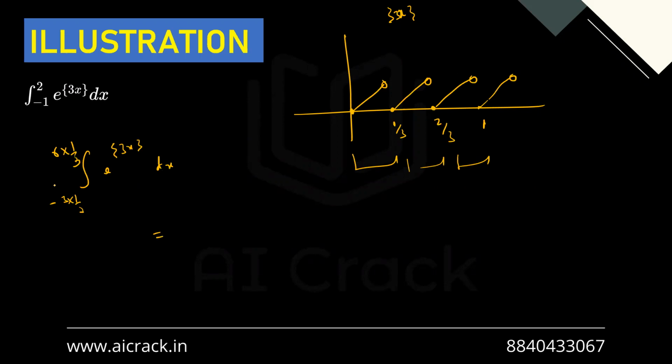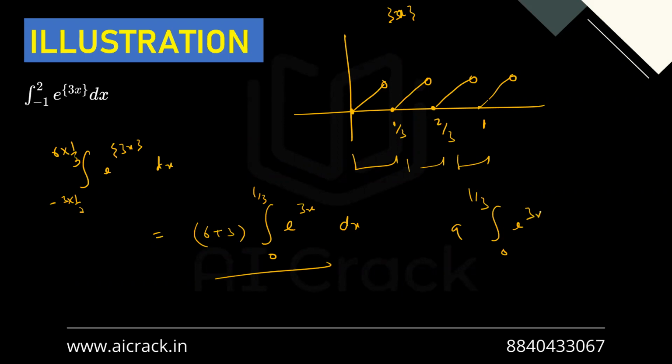Now I'll simplify it in the cyclical format. So that would give me 6 plus 3 times the integral from 0 to 1 by 3 of e raised to the power of fractional part of 3x. Now, from 0 to 1 by 3, the fractional part of 3x is as good as 3x because it's a linear function in this particular range. So that would become e raised to the power 3x only. And then it becomes a standard integral: 9 times the integral from 0 to 1 by 3 of e raised to the power 3x dx. So this is how you have to utilize this periodic function property.